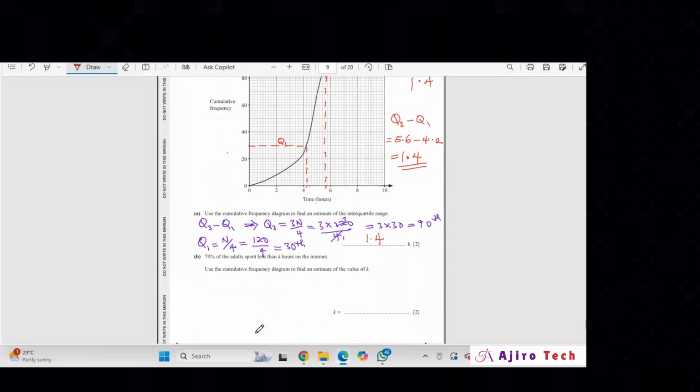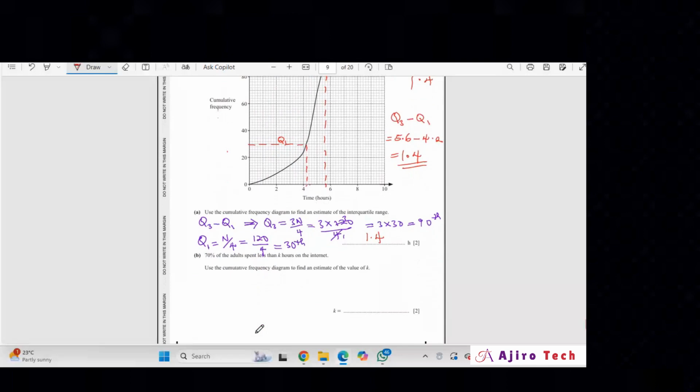Sometimes they can ask you for the semi-interquartile range. If they ask you for the semi-interquartile range, you divide the interquartile range by 2. So just divide the interquartile range by 2. That will give you the answer.